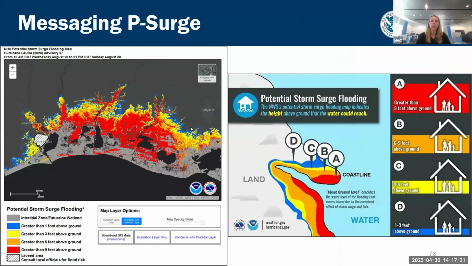So with messaging, we talked a little bit about the color scale already and what it looks like. This is how the interactive graphic looks online on hurricanes.gov. Again, that red is greater than 9 feet above ground. You're able to zoom in and zoom out, and we recommend using this at the community level. And really, this is the tool for the emergency managers for you guys to overlay on your assets and help make those decisions.